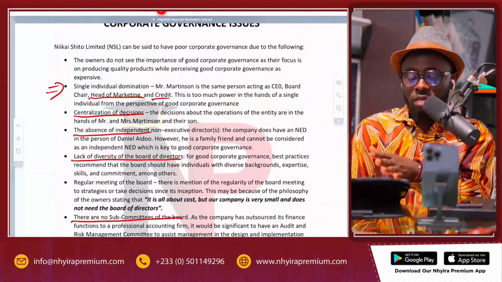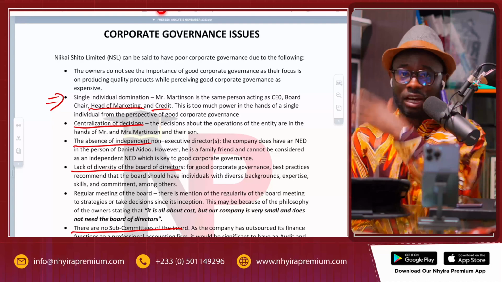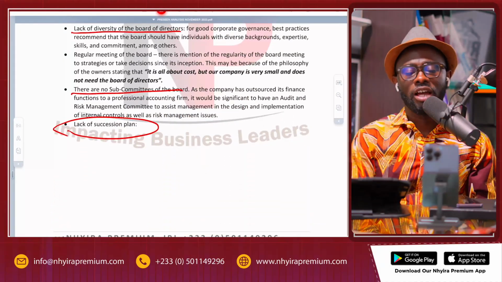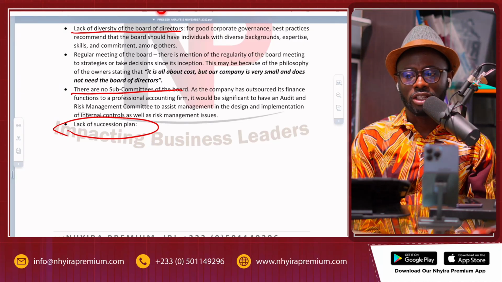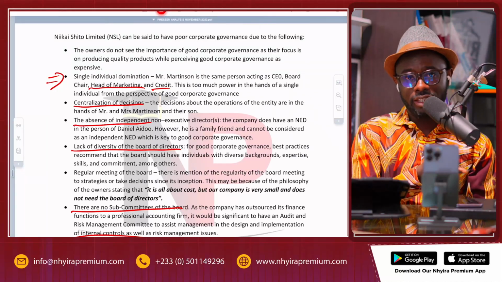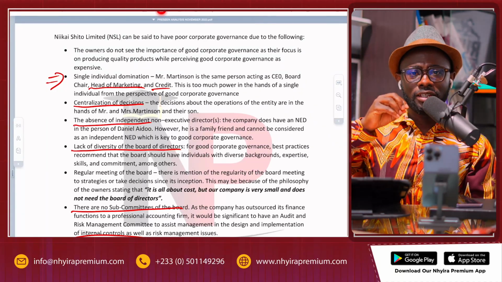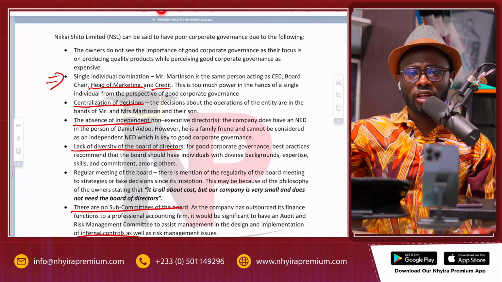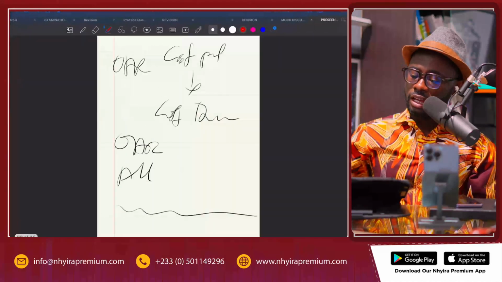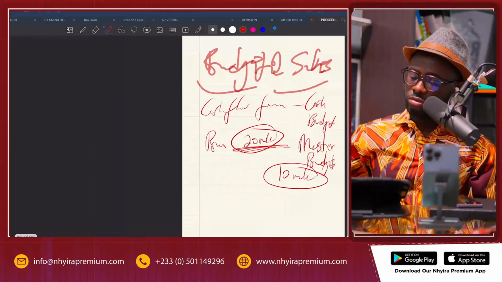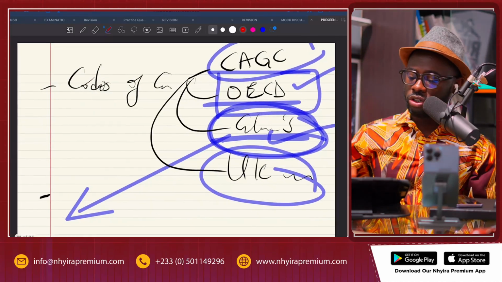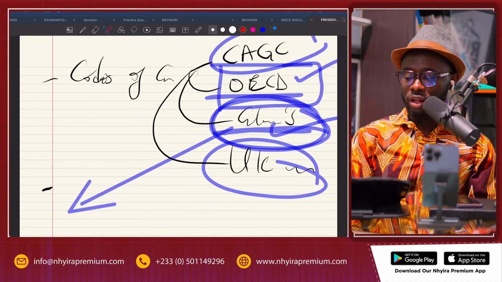All these things I've spoken about are weaknesses under corporate governance as a general thing. And we have to also look at their importance as well. So that is the governance issues in the case of NSL. But remember I said the question on governance could be generic. So I told you to also make sure that you read the governance codes.